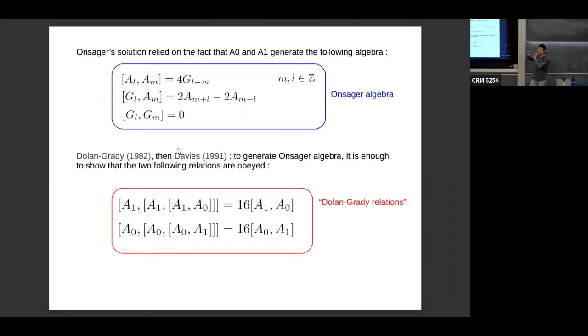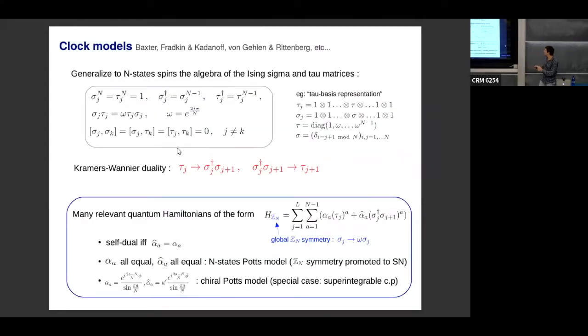So if you can exhibit two operators which satisfy these equations, then it's granted that they are going to generate an Onsager algebra. And that's actually quite powerful. Okay, so that's a basic summary of basic facts about the Onsager algebra. And now let me proceed further to what I want to show to you.